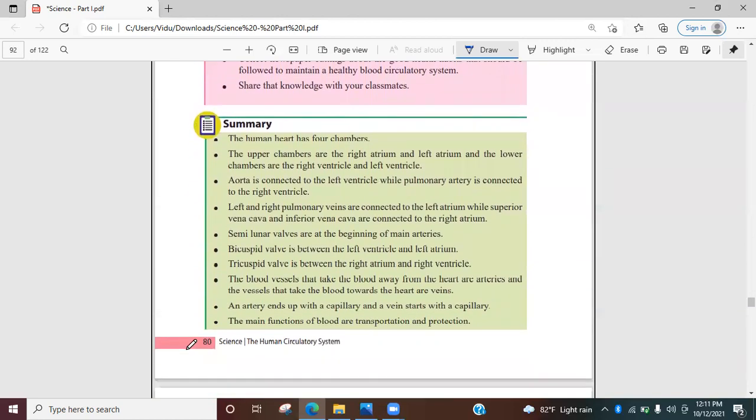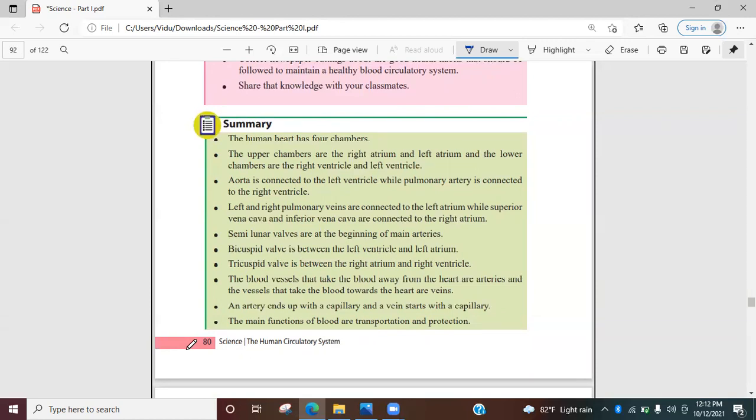So I'm going to read the lesson summary. The human heart has 4 chambers. The upper chambers are the right atrium and left atrium. The lower chambers are the right ventricle and left ventricle. The aorta is connected to the left ventricle while the pulmonary artery is connected to the right ventricle. Left and right pulmonary veins are connected to the left atrium, while the superior vena cava and inferior vena cava are connected to the right atrium. Semilunar valves are at the beginning of the main arteries.